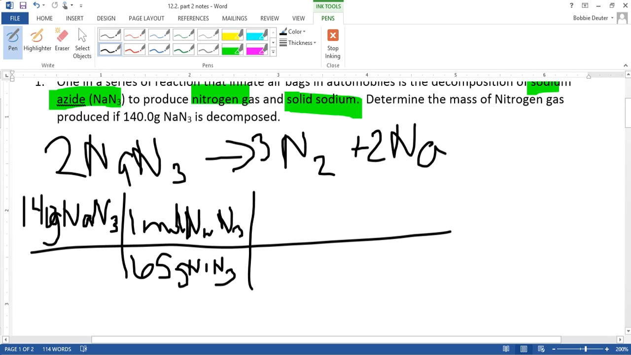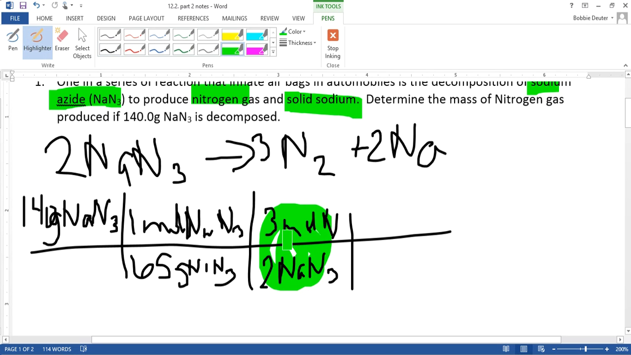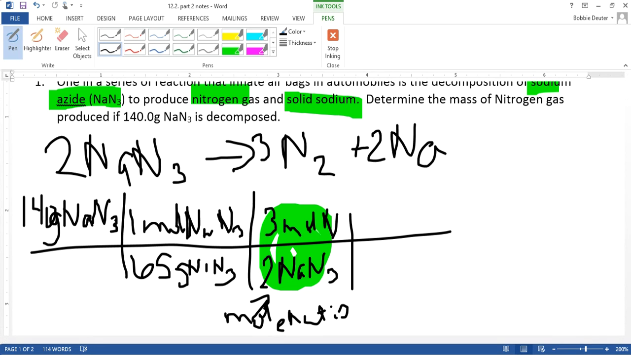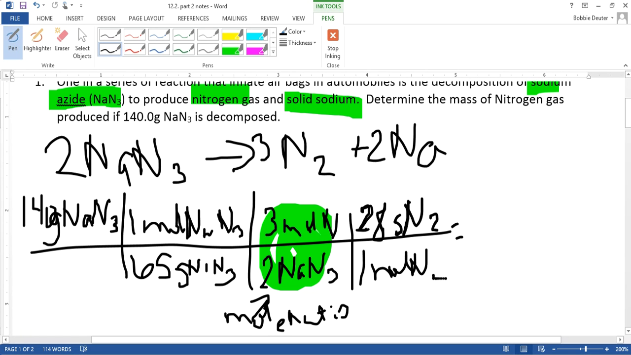Then we can do our mole to mole conversion. So we have 2 moles. From the balanced chemical equation, we get our molar ratio here, and we need to go to nitrogen, so that's 3 moles of N2. Again, this step is our mole ratio, and the molar ratio always comes from the balanced chemical equation. Once we have that, now we're at nitrogen, so now we can convert that into grams by putting our molar mass. So that's 1 mole of nitrogen gas over 28 grams, because remember it's grams per mole, of N2. Multiply the top, divide it by the bottom, and you get 90.46 grams of nitrogen gas.